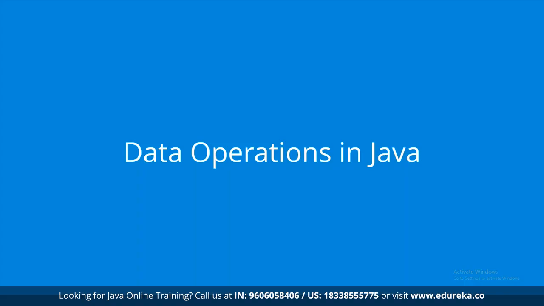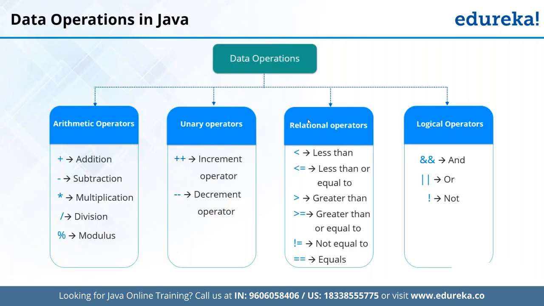And then we have data operations in Java. Just like we have multiple arithmetic, logical, and binary or unary operators, in the same way we have multiple operations available in Java altogether. First of all, we have arithmetic operations where we can do addition, subtraction, multiplication, division. We can find modulus, as in the remainder. In unary operators, we can increase or decrease the value by one.